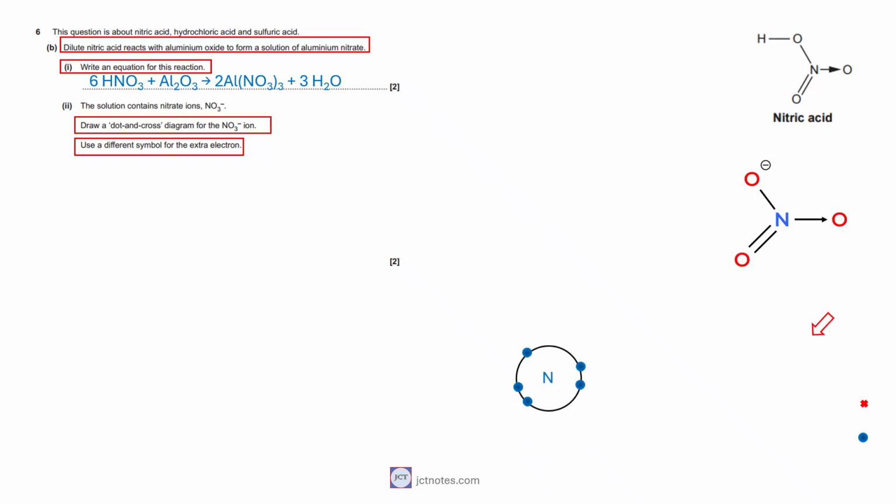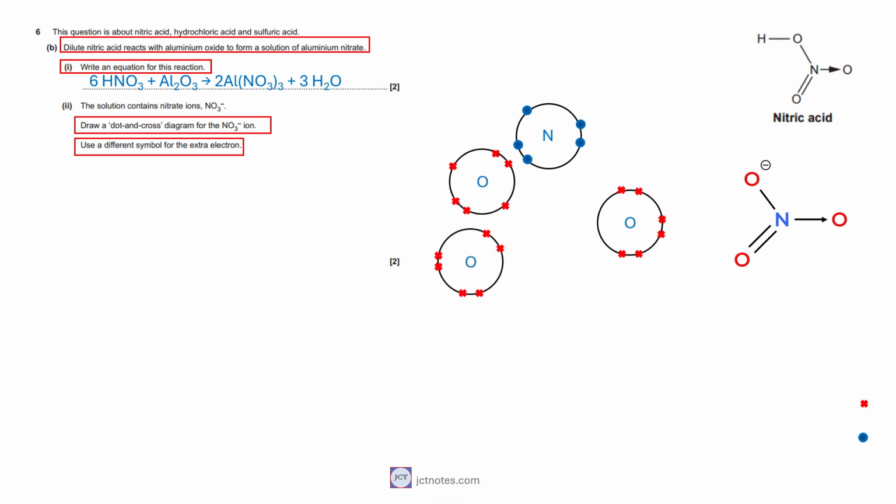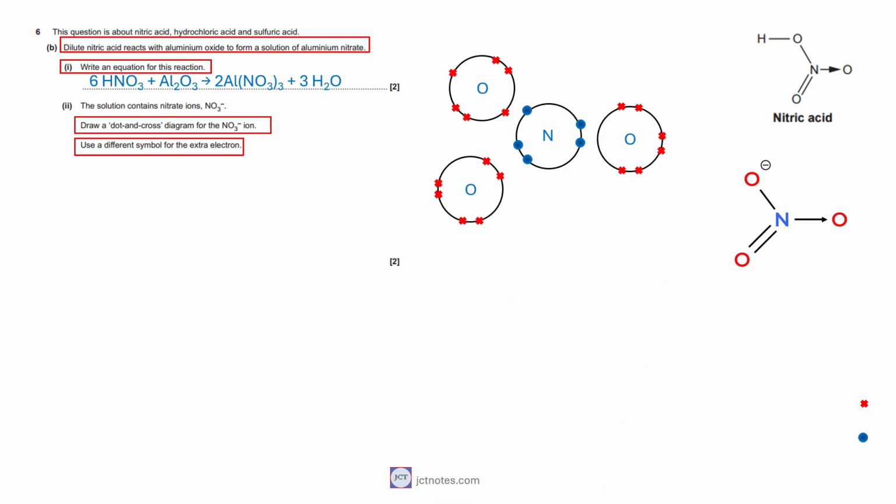Nitrogen has 5 valence electrons, which I represent as blue dots. Each oxygen has 6 valence electrons, which I represent as red crosses. Because nitrate is an ion with an extra electron, I add 1 additional electron, shown as a purple square, to one of the oxygen atoms. Starting with the oxygen on the right-hand side, we know there will be a dative bond. Therefore, 2 electrons from the nitrogen are used to form this bond. Next, consider the oxygen at the top left. Here, we form a single bond using 1 electron from the oxygen and 1 electron from the nitrogen.